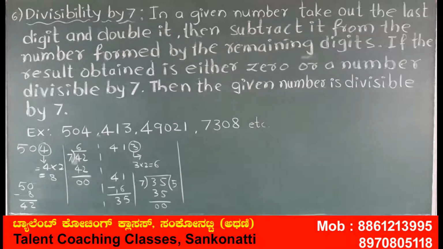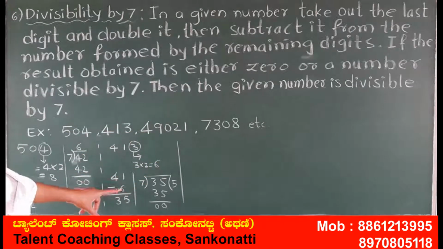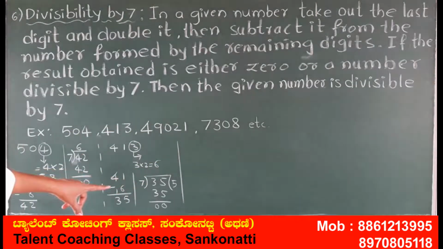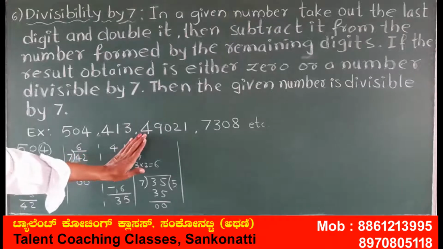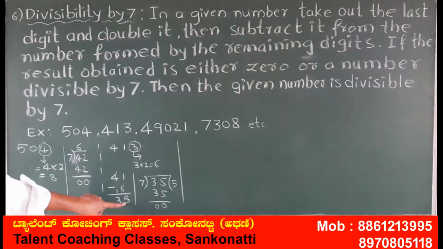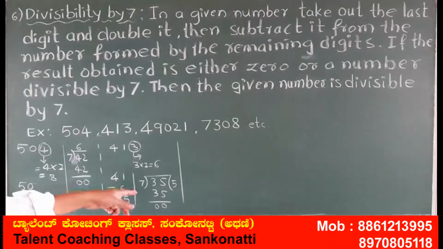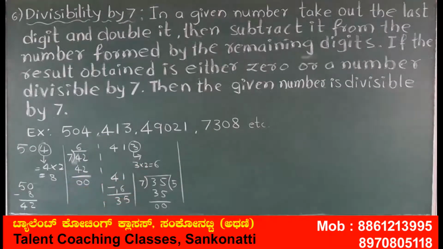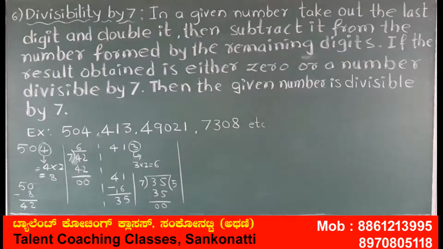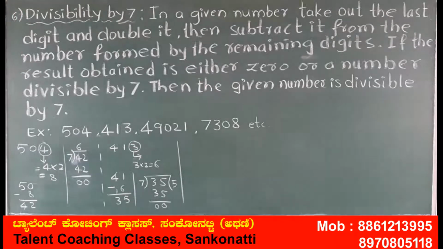Now we move on. See here once again, in a given number take out the last digit and double it, then subtract it from the number formed by the remaining digits. If the result obtained is either 0 or a number divisible by 7, then this whole number 413 is also divisible by 7.